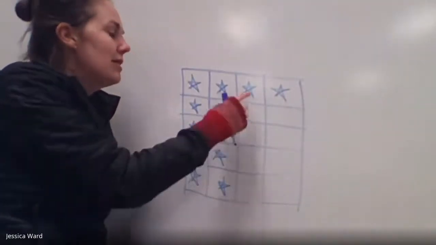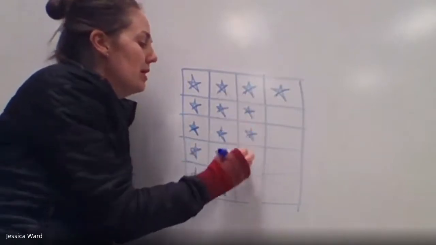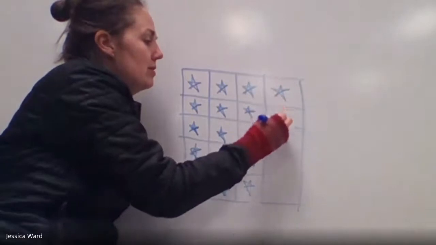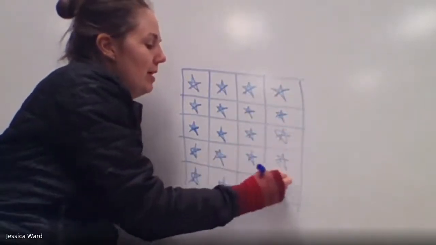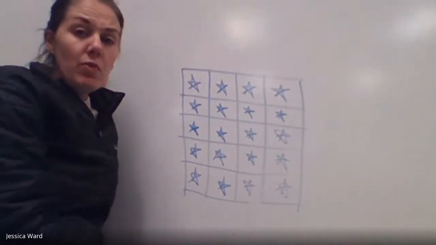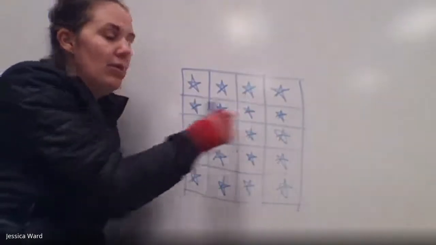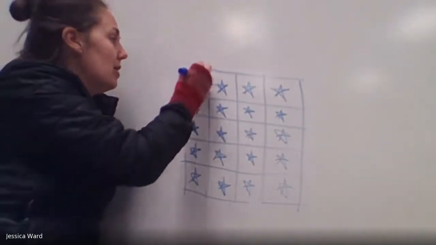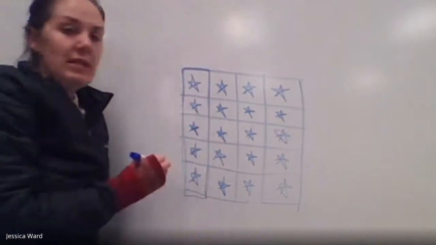All right, so in the next column, I'm also going to have 1, 2, 3, 4, 5. 1, 2, 3, 4, 5. Whoa, my stars are getting kind of out of control there. So what I've done is, even though I have them all spread out instead of in groups, I've still created a column where I have 5 stars in each column.